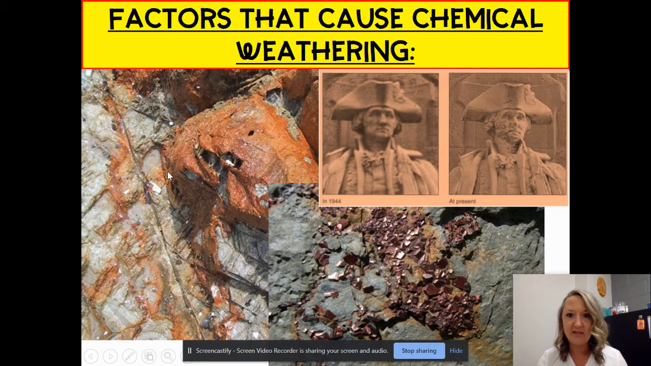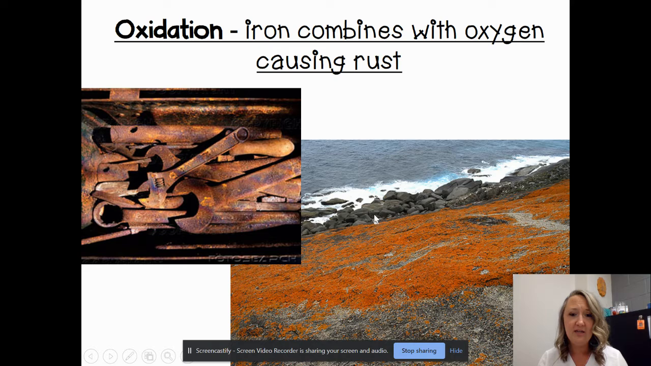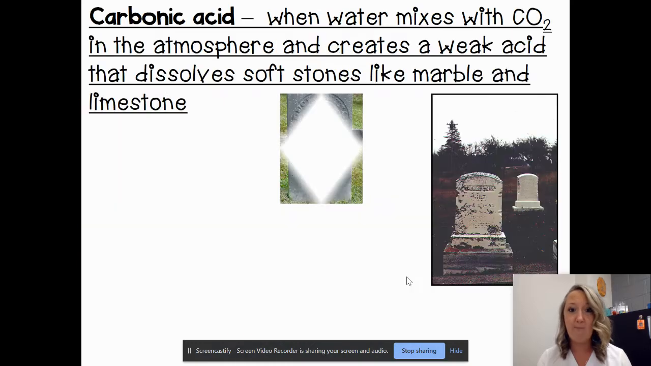So let's look at some factors that cause chemical weathering. Oxidation is caused by oxygen and water and metal meeting up, and it causes rust. And so here we've got rust that has oxidized on some old iron tools, and here we have some iron-containing rock that's close to the beach where there's water, there's wind, there's oxygen, and so that oxygen is causing rust to occur. It's causing that iron to oxidize. And it's not just iron. Other metals like silver and copper can also oxidize and combine with oxygen to create a different substance.